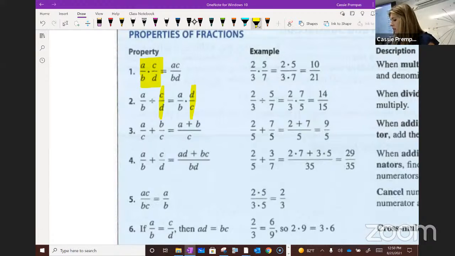When adding two fractions, you need a common denominator. Then you can combine the numerators and keep that denominator the same. If the denominators are different, you need to do some maneuvering to make them the same. We multiply this by B over B and this one by D over D. And that's where you get that AD plus BC over BD.